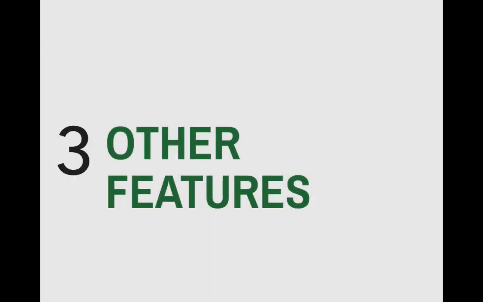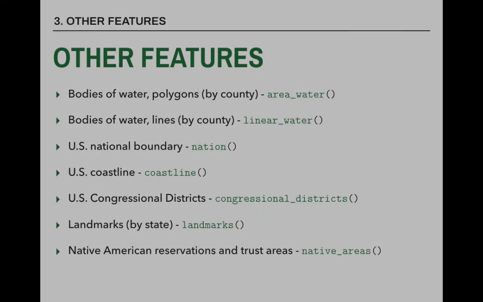Finally, I want to point out that Tigris has a number of other functions for downloading and working with spatial data available through the Census Bureau's Tiger database. It's possible to directly download into R data about bodies of water, both polygon and line data, as well as data about the United States as a whole, the U.S. boundary, coastline, and congressional districts.